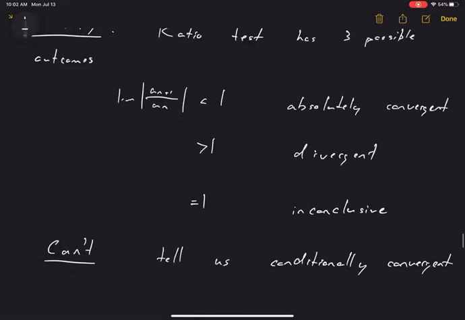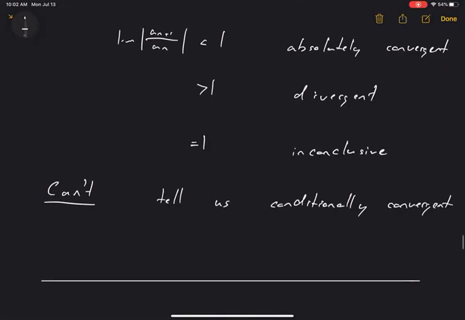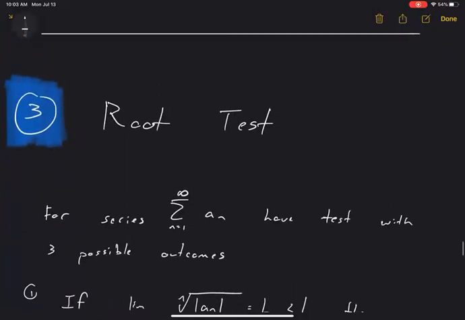Note none of these possibilities say anything about conditionally convergent. We cannot use the ratio test to show something's conditionally convergent. We'll cover that later in the video. Let's move on to the root test.